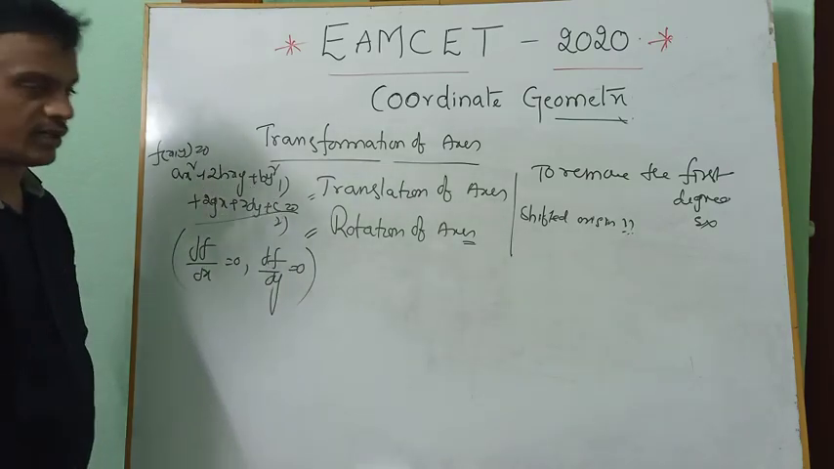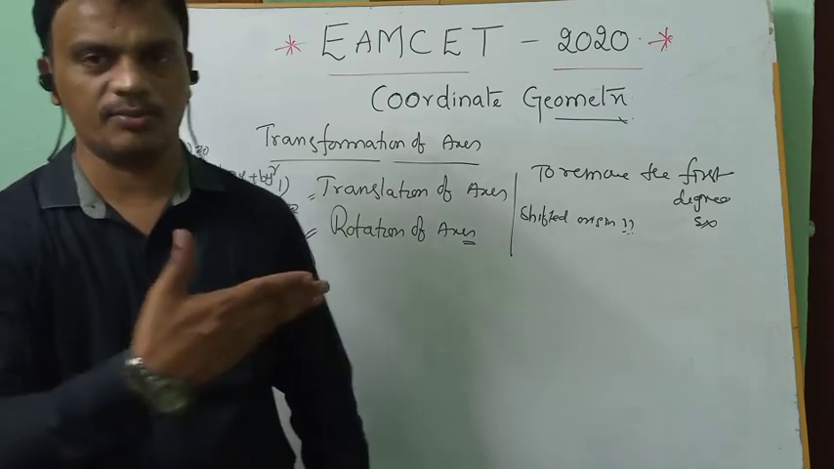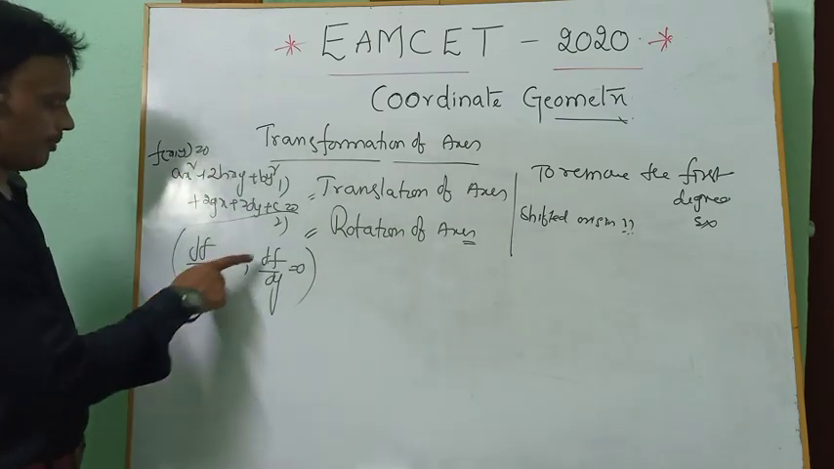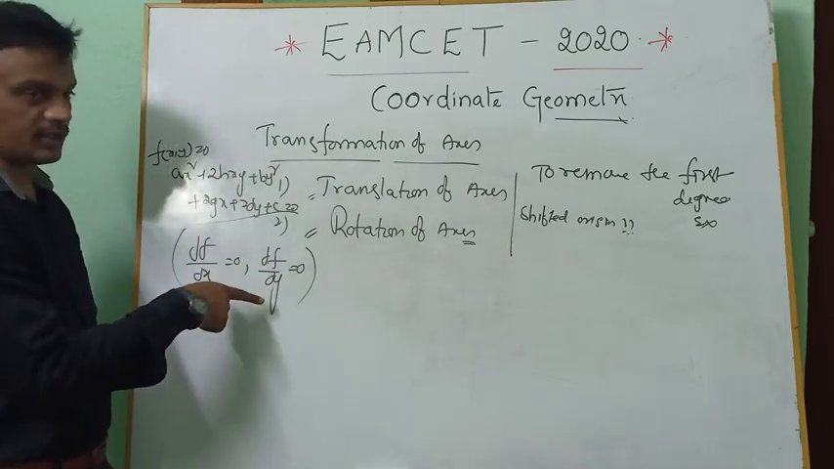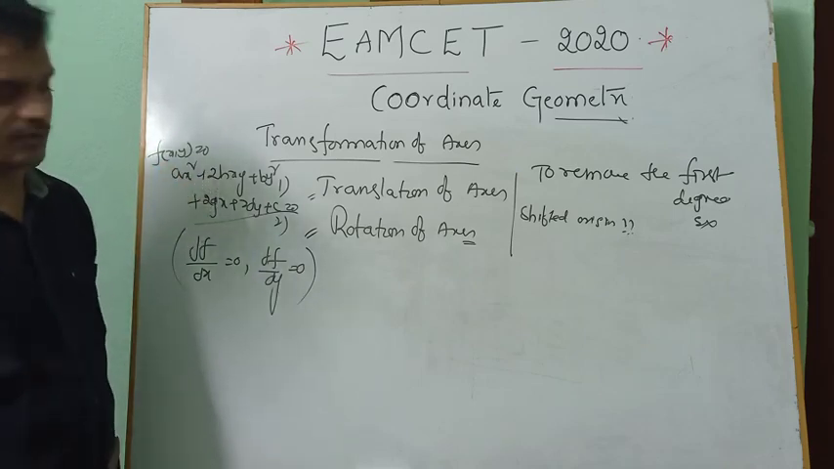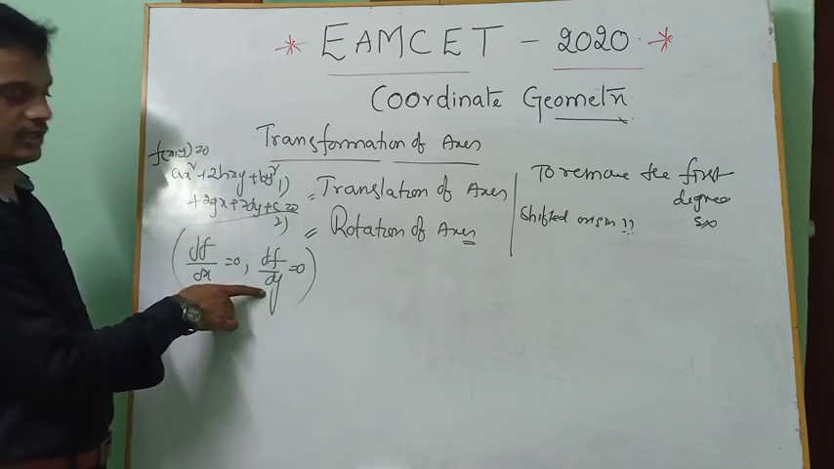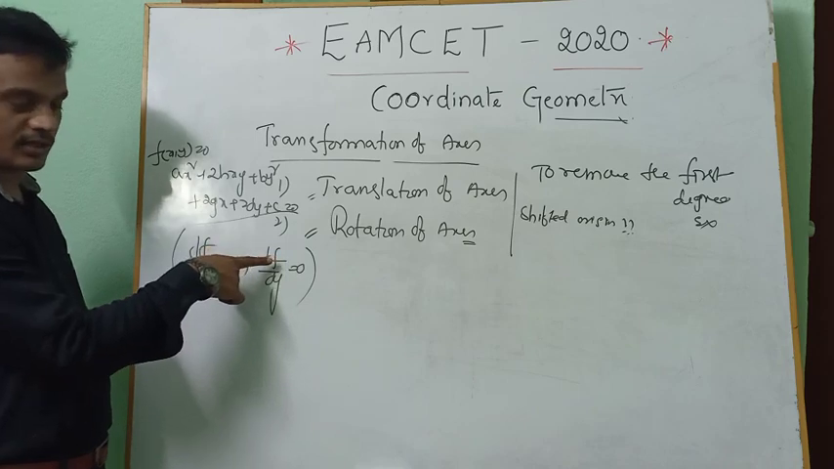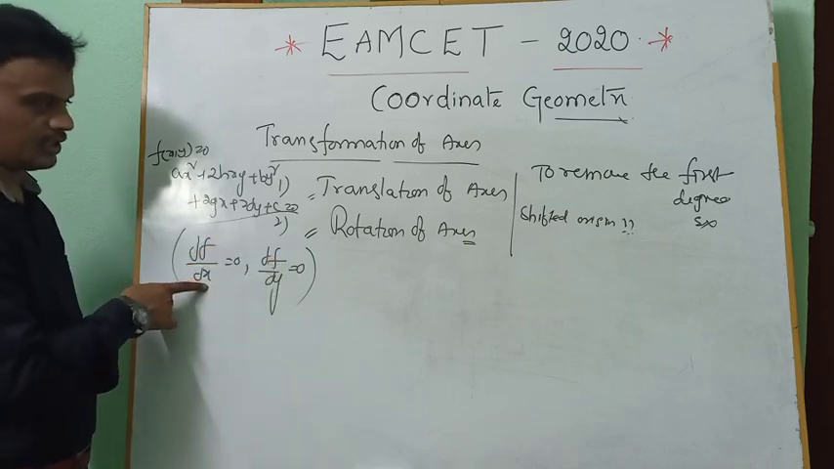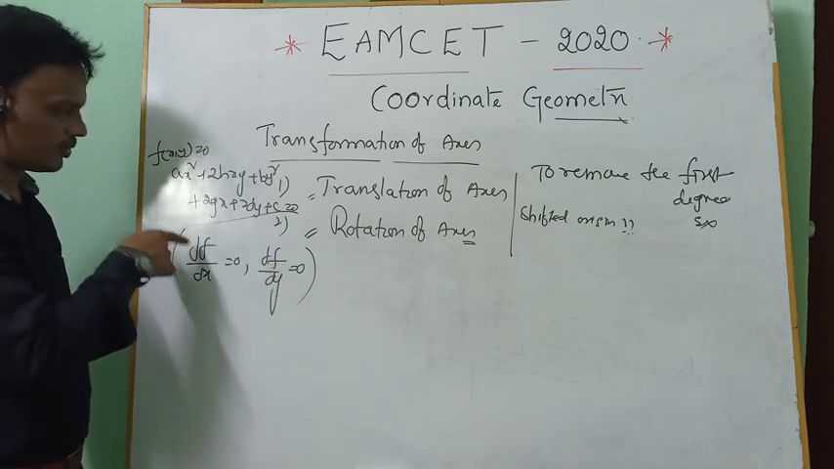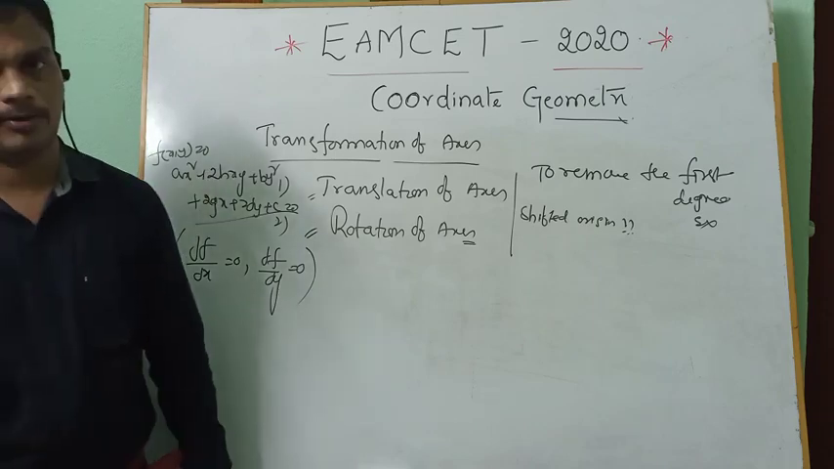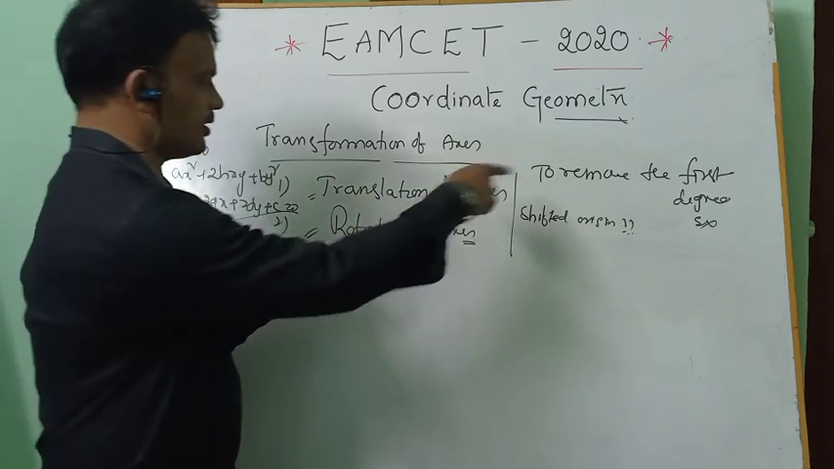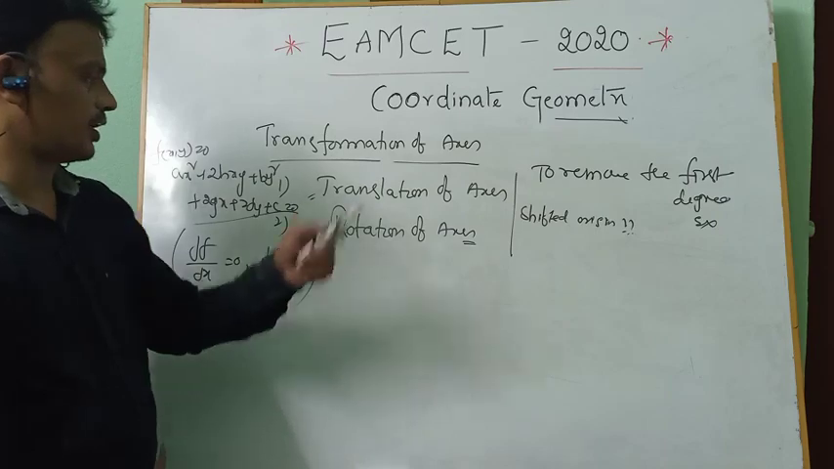Partial derivative with respect to x means the y term becomes a constant. Partial derivative with respect to y means the x term becomes a constant. So that is what I wanted to explain about the translation of axis.